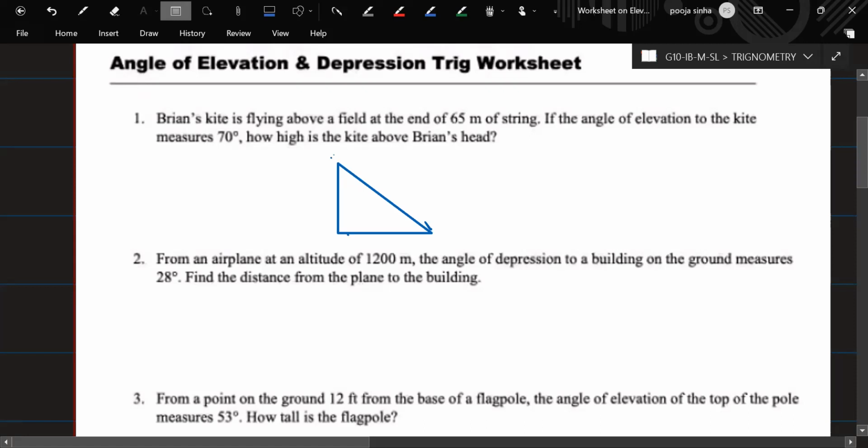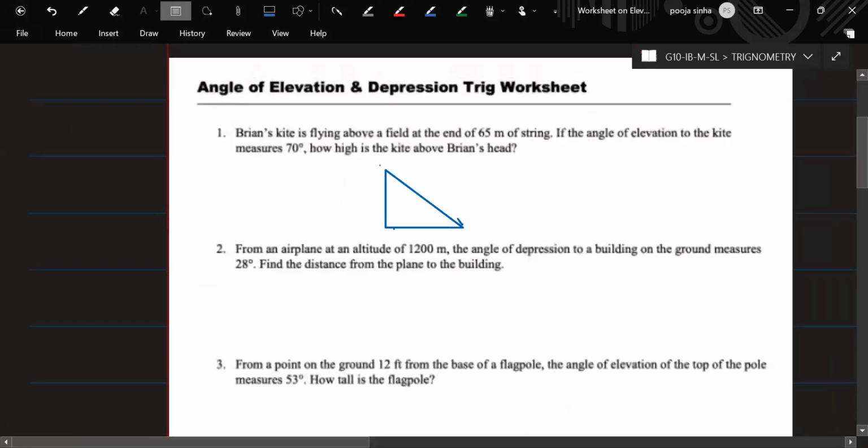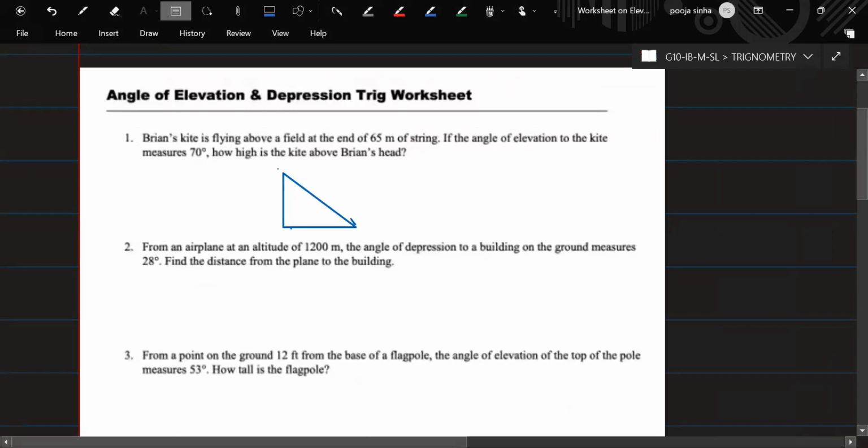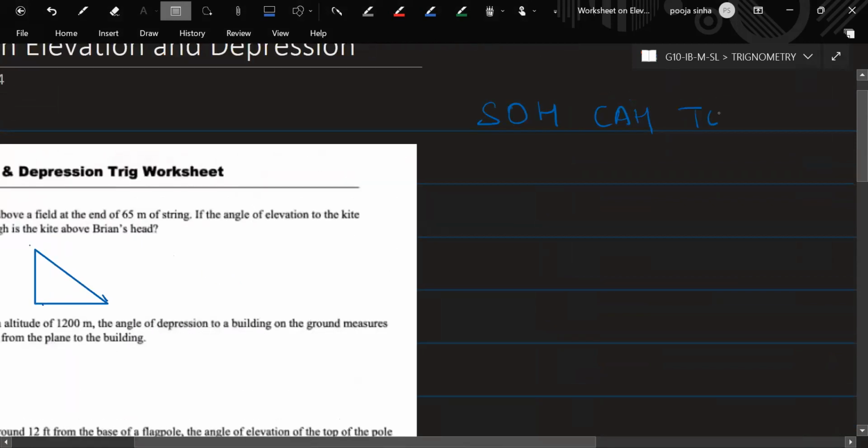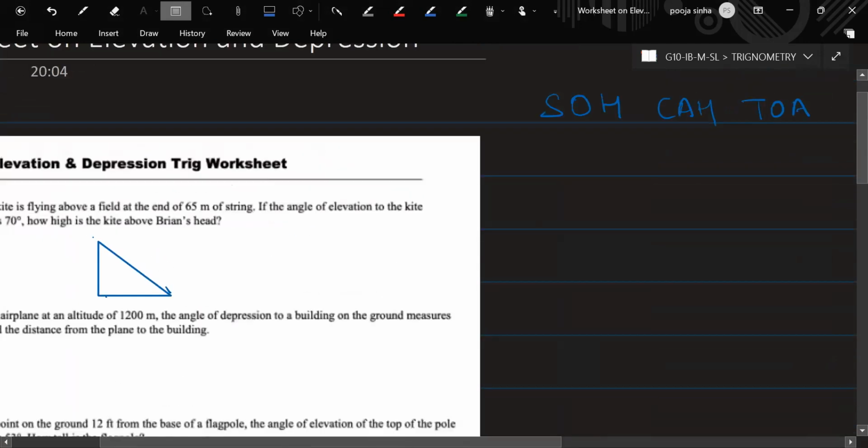Miss, I learned another trick for remembering sin, cos, and tan. Can you write it? It sounds weird, but can you write the other mnemonic? No, that's so confusing. Just use SOH CAH TOA. SOH CAH TOA is the easiest, because it's easy to remember.